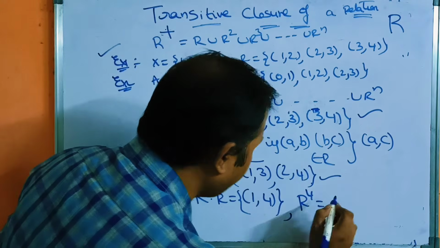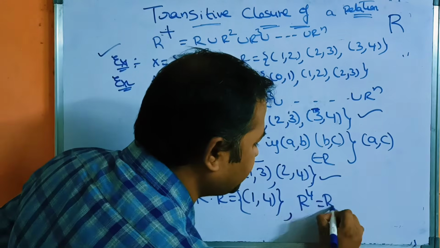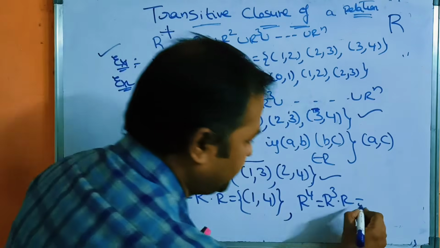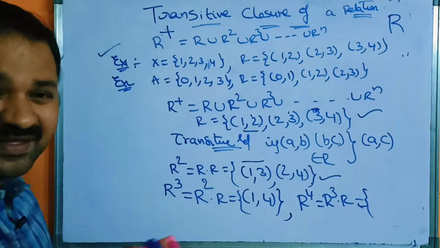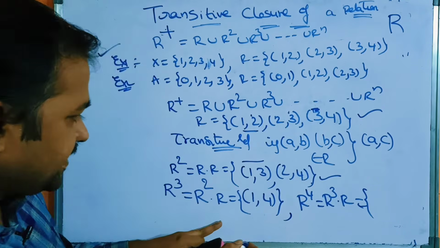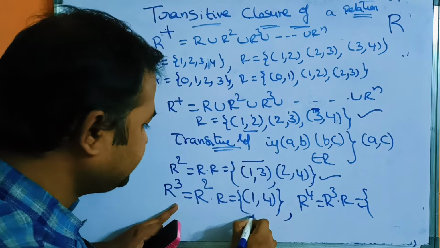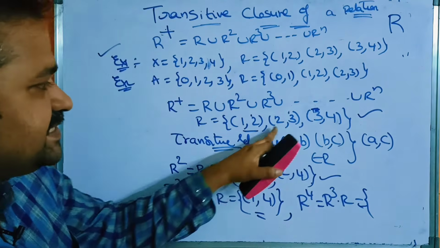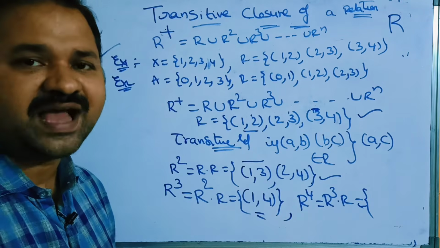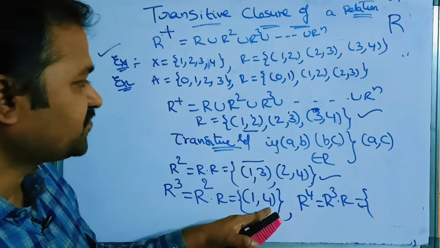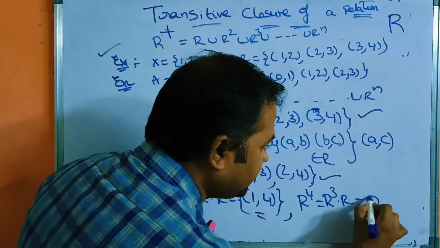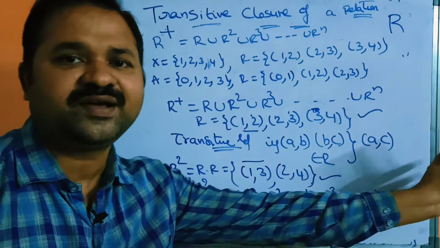Now let us compute R power 4. What is R power 4? We can calculate it as R cube into R or R square into R. In either way, the final solution will be the same. This is R cube, whereas this is R. Here we have only one pair in R cube, (1,4), and we have to search for a pair which starts with 4. But here we don't have such pairs. So simply this is phi, empty, because we don't have any such pairs.